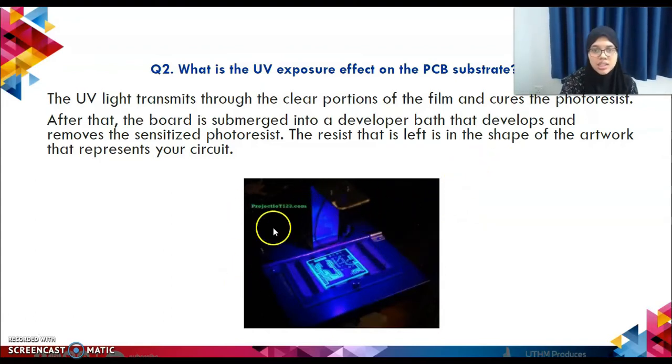Okay, so this is the example. As you can see, this is the UV light. When the circuit is exposed to the UV light, we can see that the PCB sketch that we have done earlier will be represented in the circuit, just like this one.